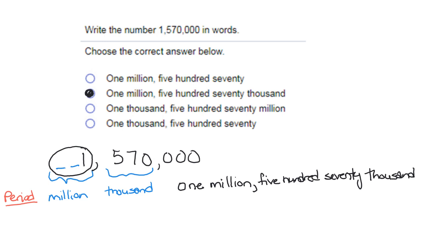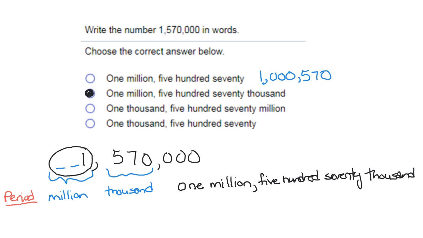All right, let's take a look at those other answers just to see what they would look like. This one would look like 1,570,000. So there's no thousand period identified, so those are all 0, and that becomes 570. So that's what that one would look like.